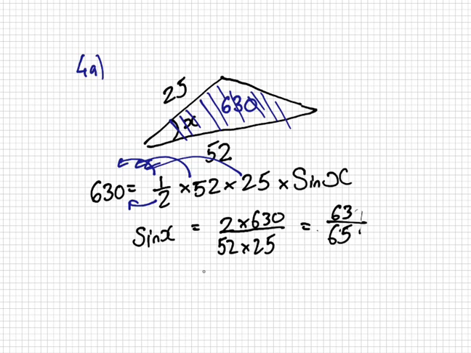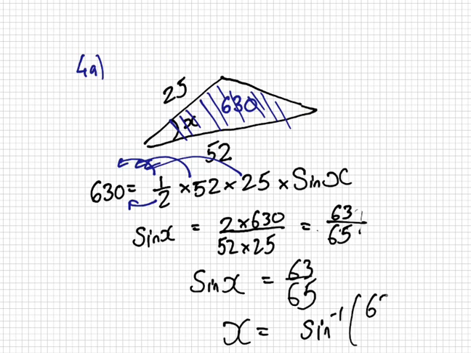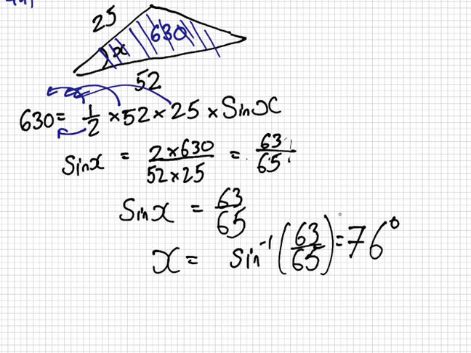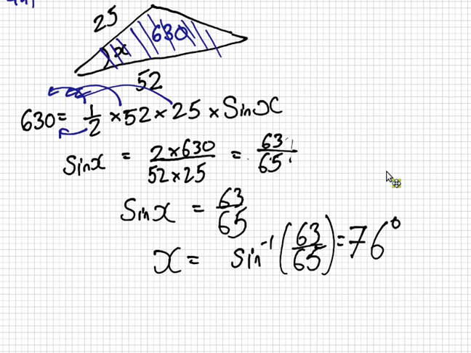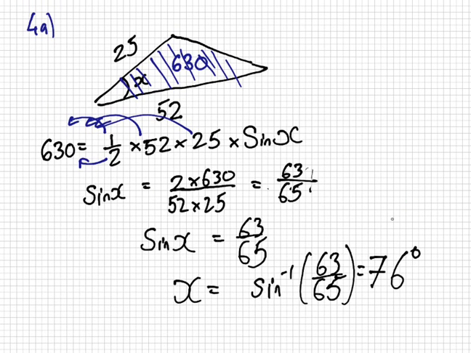So we have sine x equals 63 over 65. If we want the angle, we use sine inverse of 63 over 65. 75.75. 76 if it's to no decimal places, yeah? 76 degrees. Write that down. Show the steps in the exam as well: we got the answer, then sine x equals the answer, then x equals sine inverse of the answer. This could happen in the exam.